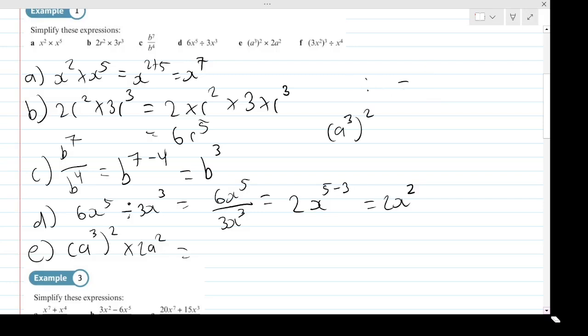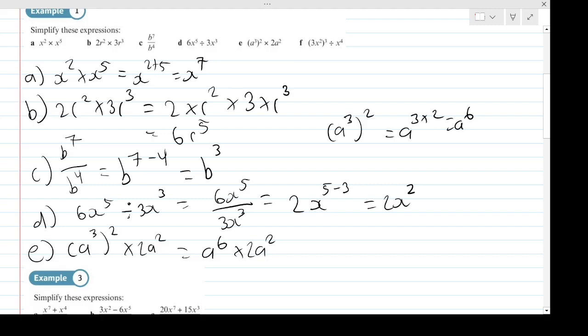Let me make more room. So a cubed squared, or a to the 3 raised to power 2. We times the powers together, so it's going to be a to the 3 times 2, which is a to the 6. So that's all simplified nicely now.